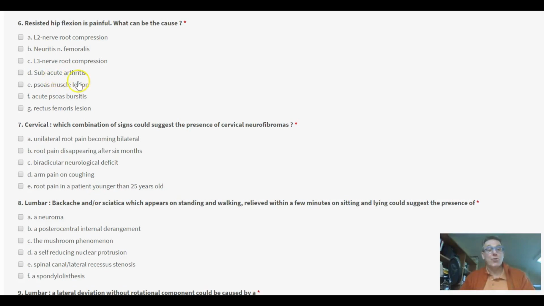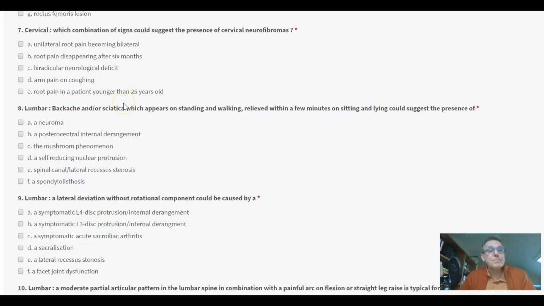Subacute arthritis? No. Psoas muscle lesion? Yes. Acute psoas bursitis? Yes, the resisted test could be painful due to compression of a very highly inflamed inert structure. And the rectus femoris lesion? The answer here is also yes. Of course, palpation is also going to play an important role over there.